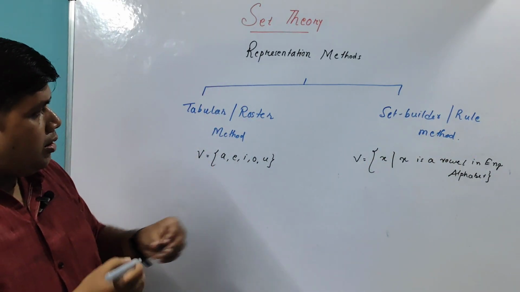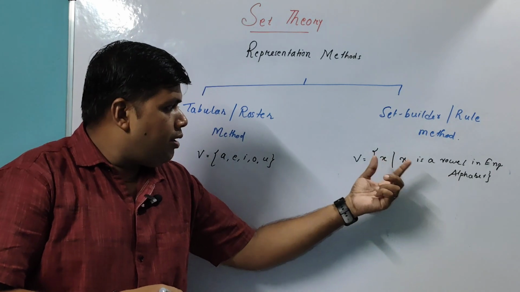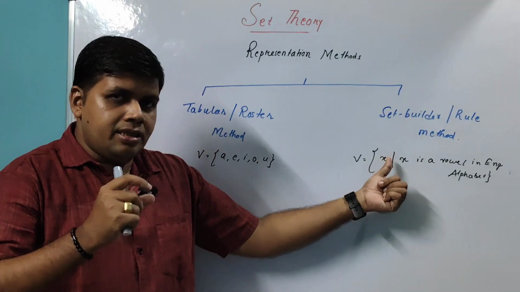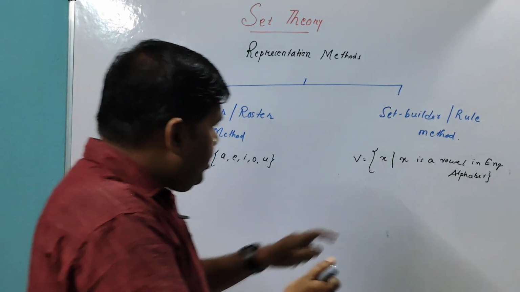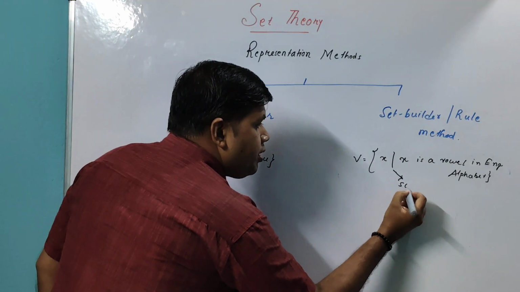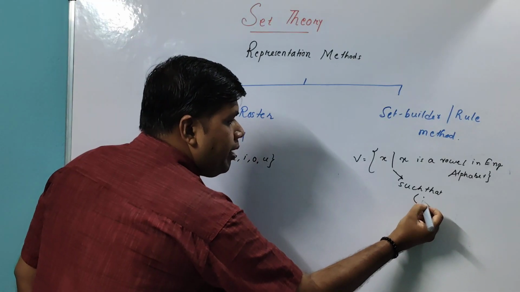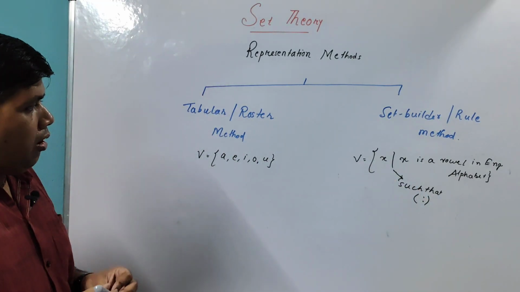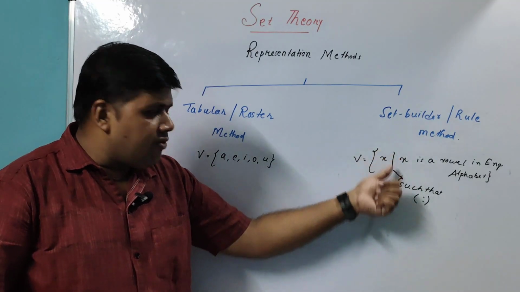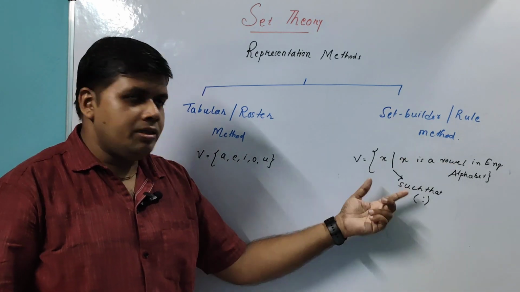So here, how are we specifying? We are specifying a rule for the set V. So x is nothing but a vowel in the English alphabet. Now what does this mean? This is called "such that", which is also written using the colon symbol. There are two ways of writing this symbol: either the colon or the vertical line. So V equal to {x such that x is a vowel in the English alphabet}.